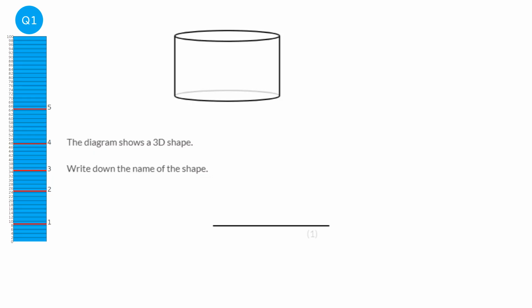Enjoy! With this question, you just need to know the names of 3D shapes. This one is called a cylinder.